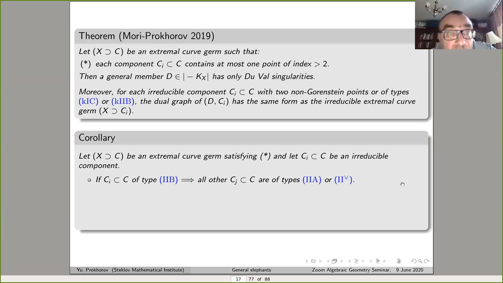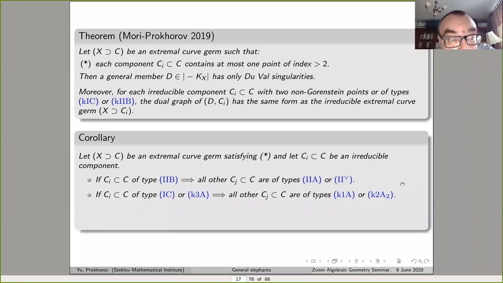So in this case, the whole configuration looks like a bouquet of P1s. All of them pass through this unique non-Gorenstein point. The case 1C is similar, and K3A is almost similar because all other components are of type K1A. It means that all non-Gorenstein points lie on the component, or coincide with that unique point, or K2A. But then the configuration in principle can be more complicated.